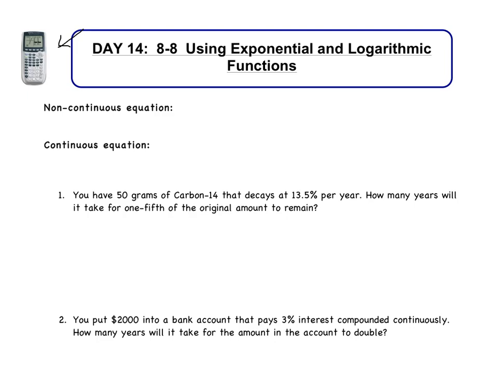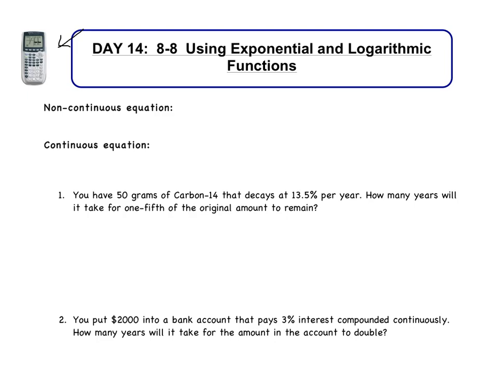So today, we're going to be looking at all the different equations we have and trying to determine for each word problem which equation I need to use. There are two main equations for today, the non-continuous equation and the continuous equation. The non-continuous equation you learned at the beginning of the chapter.